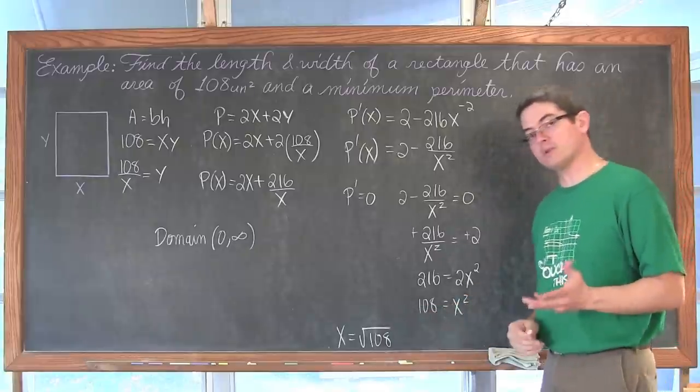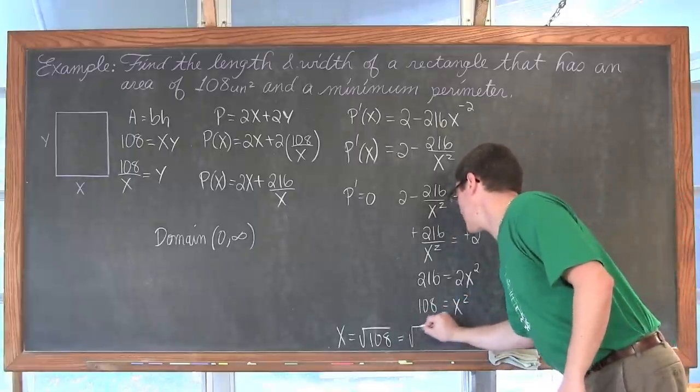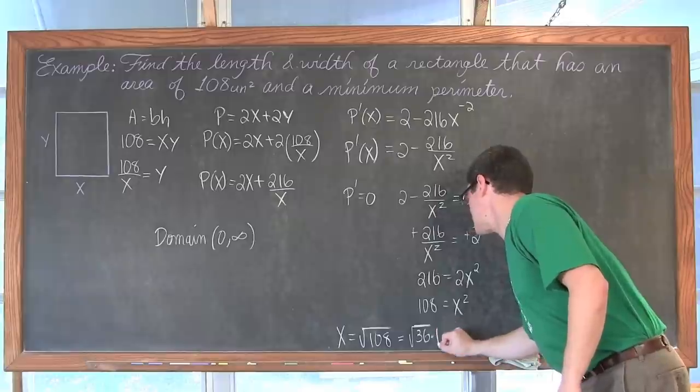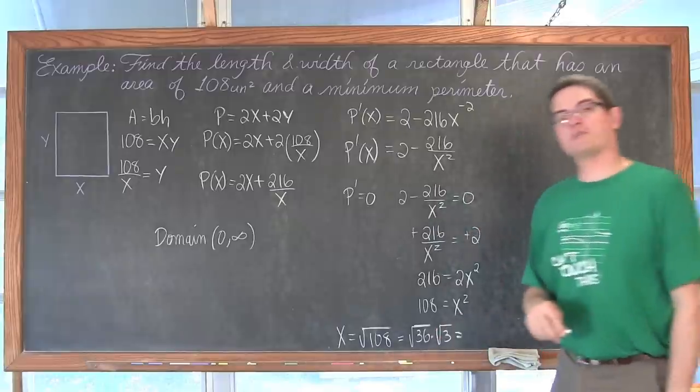There is a perfect square in this. It's 36, so it's going to be equal to the square root of 36 times the square root of 3. And the square root of 36 is 6.